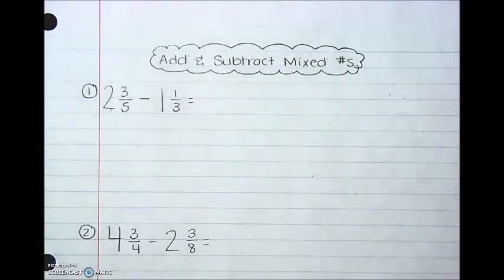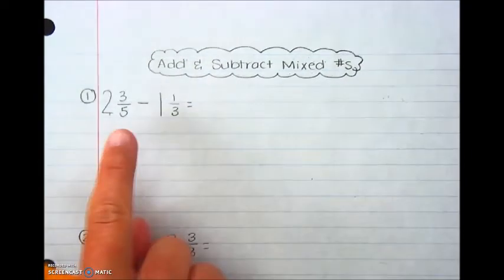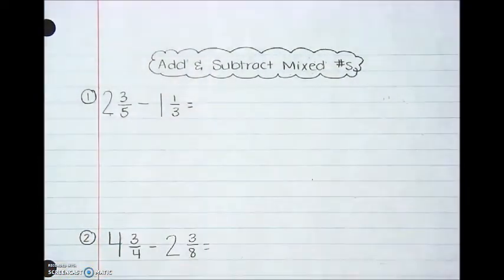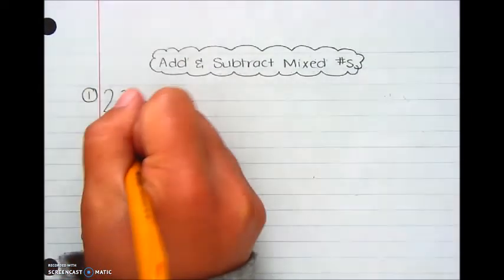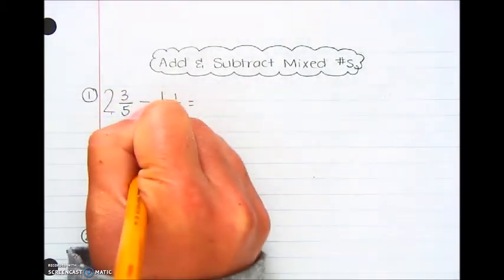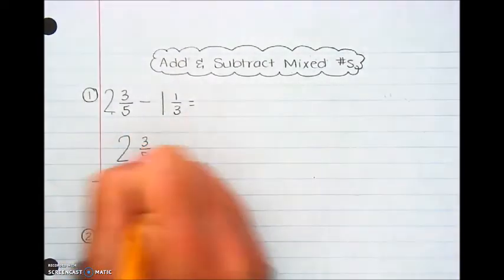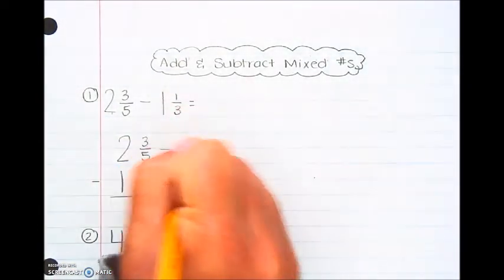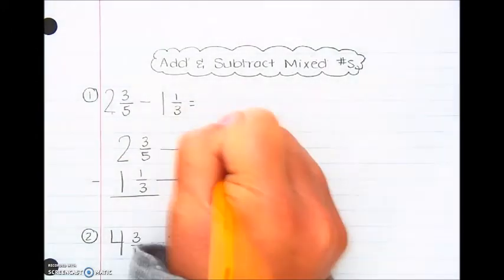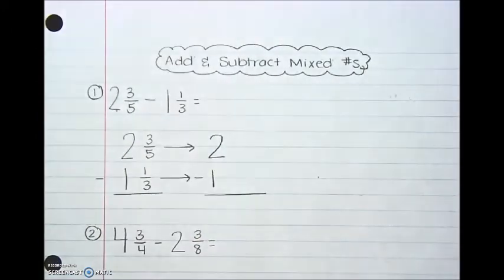All right, so some more examples of adding and subtracting mixed numbers. Let's switch gears and do a couple subtraction examples. So I have 2 and 3/5 minus 1 and 1/3. Again, I'm going to rewrite my numbers vertically first. 2 and 3/5 minus 1 and 1/3. And I'll start right away by sliding over those whole number amounts because I want to hold those places in their spots.